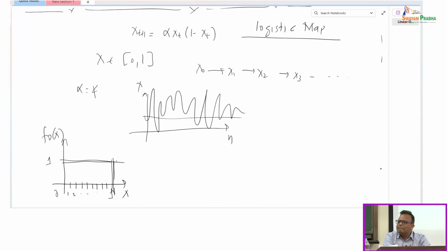Now you propagate all these 1,000 points one step forward, and look at the distribution of these points after one step. The function which describes that distribution will be the evolution from F0 to F1. So let's say I have capital M points uniformly distributed between 0 and 1.